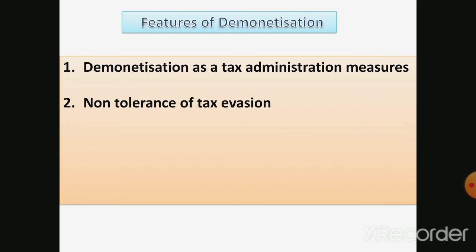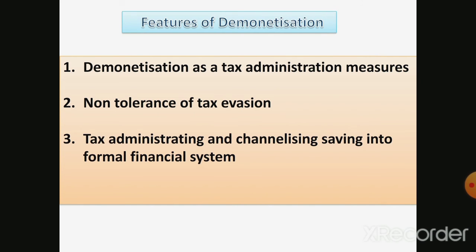The second feature is non-tolerance of tax evasion. Now, what is tax evasion? Tax evasion is the crime of not paying all the taxes that you should pay. So demonetization also indicated that the government will no longer accept tax evasion. Everyone will have to pay their tax.